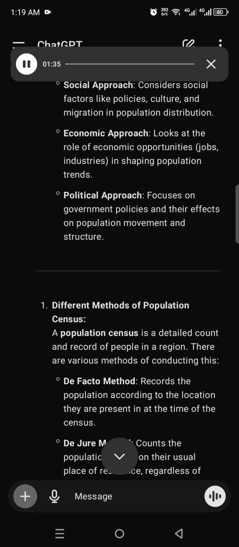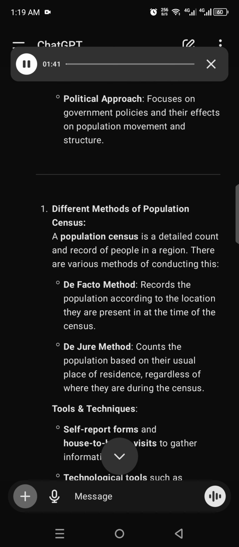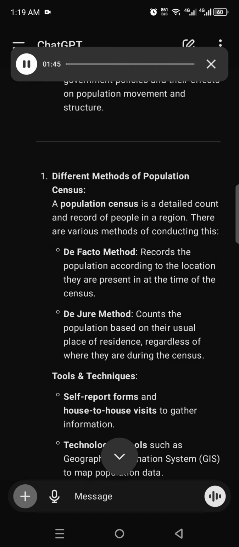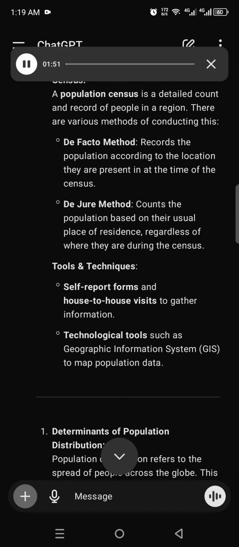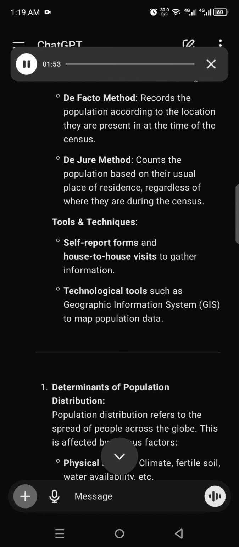De facto method: records the population according to the location they are present in at the time of the census. De jure method: counts the population based on their usual place of residence, regardless of where they are during the census. Tools and techniques: self-report forms and house-to-house visits to gather information. Technological tools, such as Geographic Information System, GIS, to map population data.